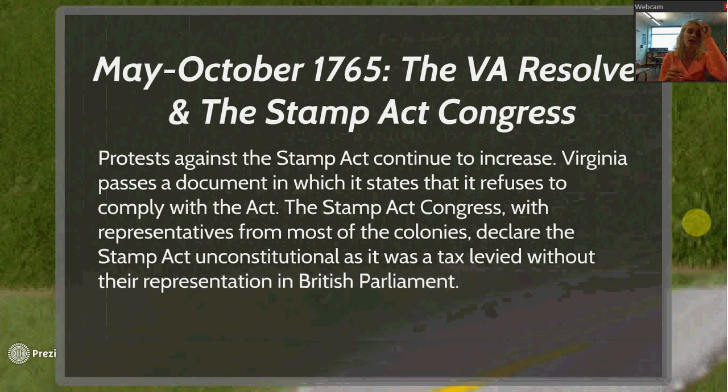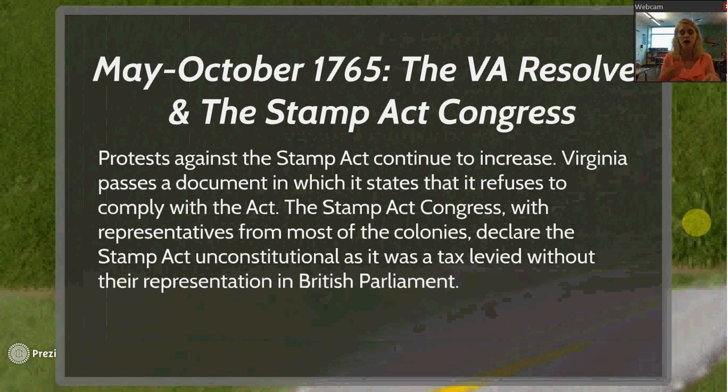In May through October of the next year, escalations and protests of the Stamp Act continue to increase and get more and more violent. So a couple things happen. First, in May, Virginia passes a document in which it says that it's going to refuse to comply with the Stamp Act. It's saying, we're not going to pay this tax. This is ridiculous. We've already paid for our cost of the war. We don't want to be involved in this.